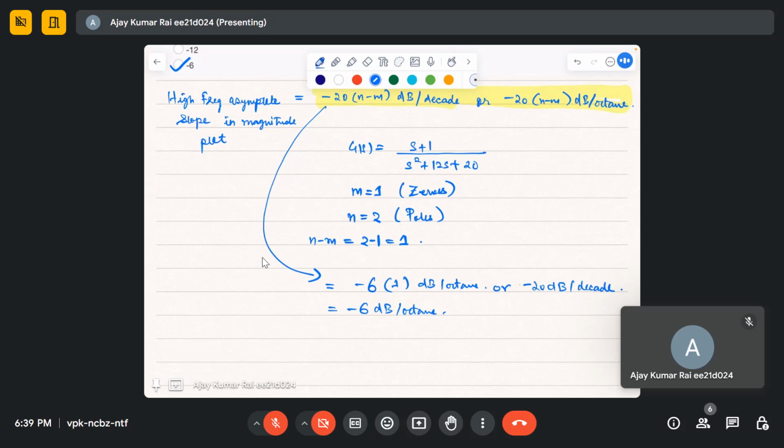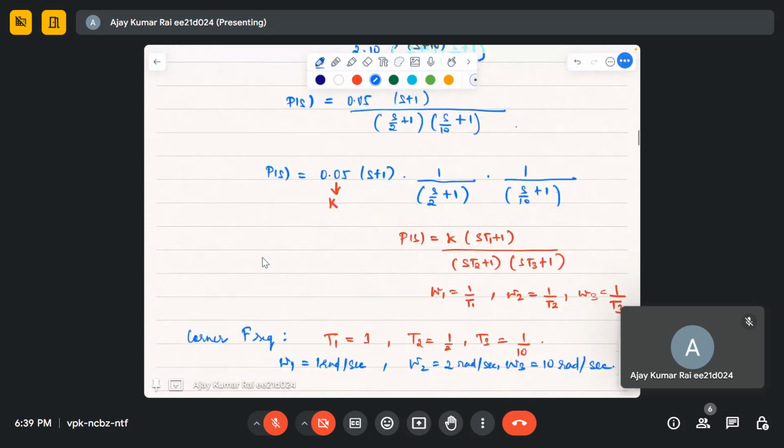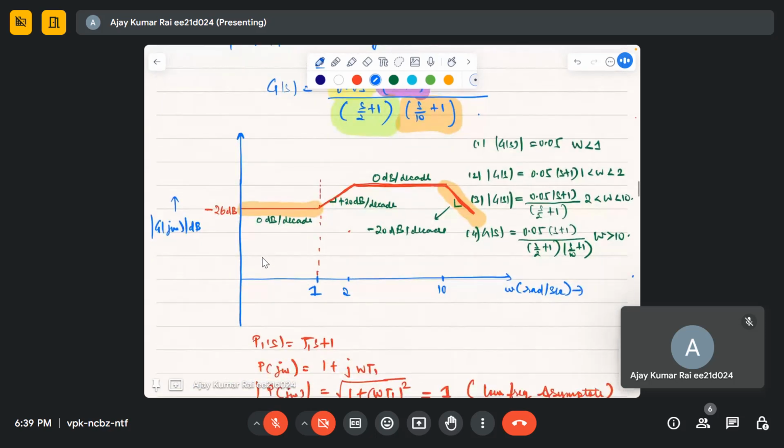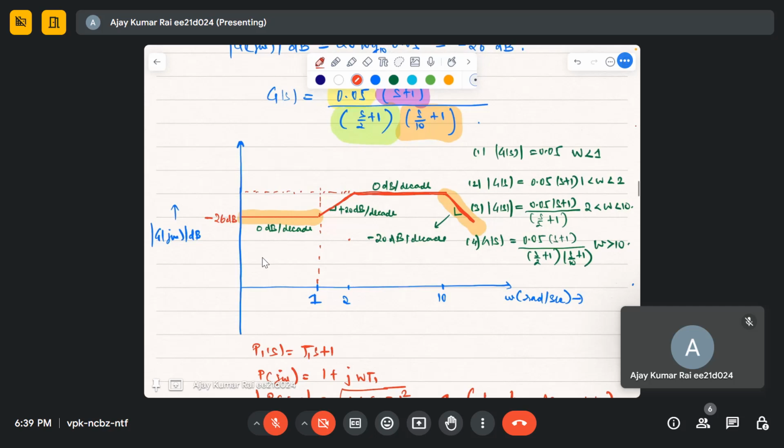You can see we already got the slope from the formula, but you see the final magnitude plot. Here also you can see we are getting minus 20 dB per decade. So this is the entire plot. I have not calculated this frequency; that you can calculate. But this is how the plot will look. So any question?